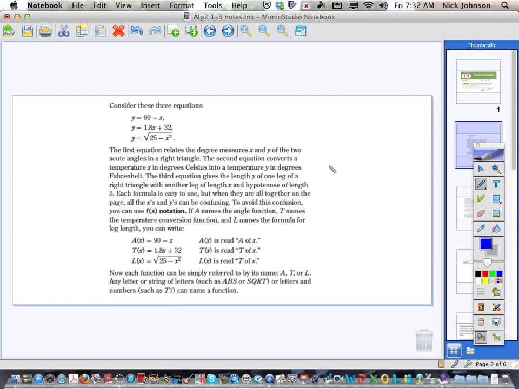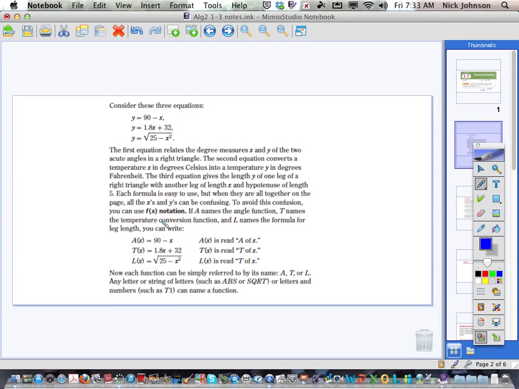Consider three equations. y equals 90 minus x, y equals 1.8x plus 32, and y equals the square root of 25 minus x squared. The first equation relates degree measures x and y of the two acute angles in a right triangle. We kind of looked at that yesterday. The second equation converts the temperature x in degrees Celsius into a temperature y in degrees Fahrenheit. The third equation gives the length y of one leg of a right triangle with another leg of length x and the hypotenuse of length 5.